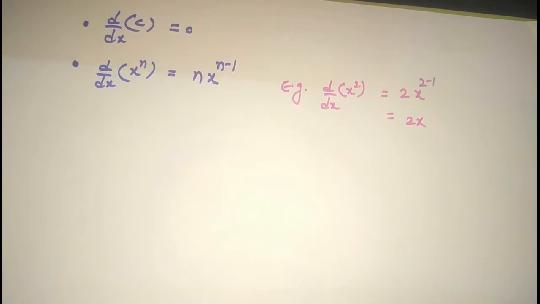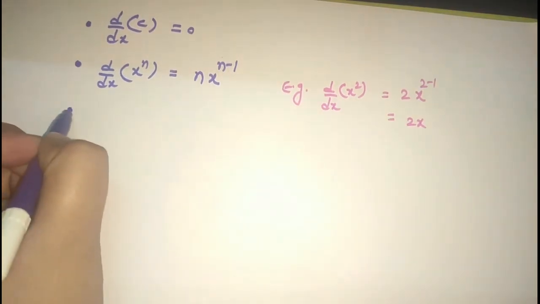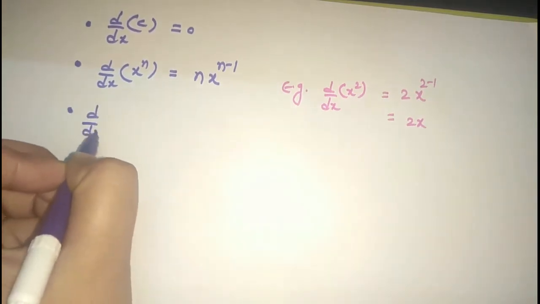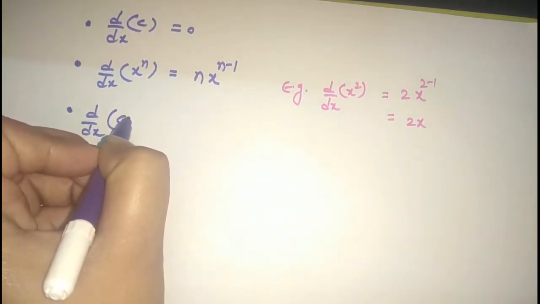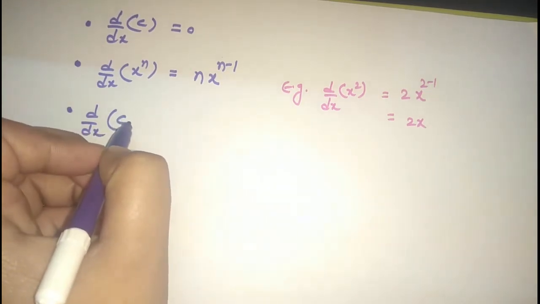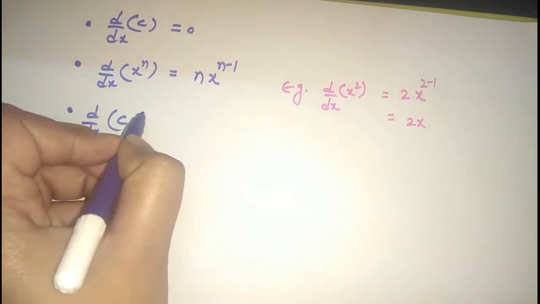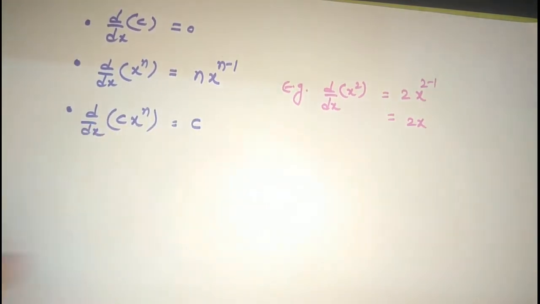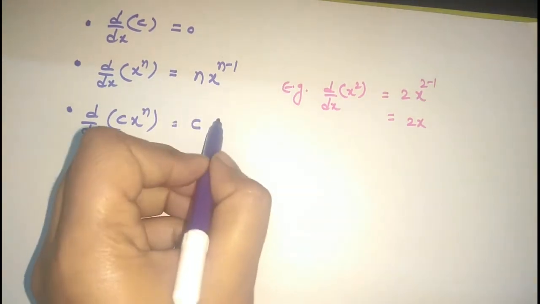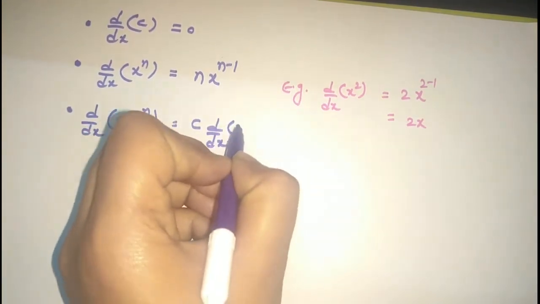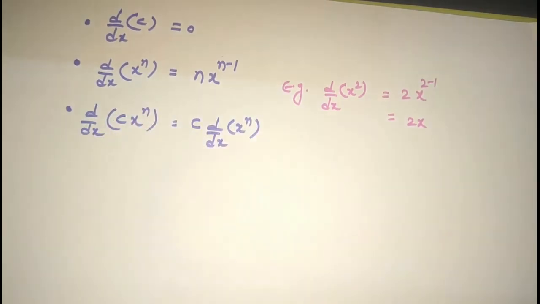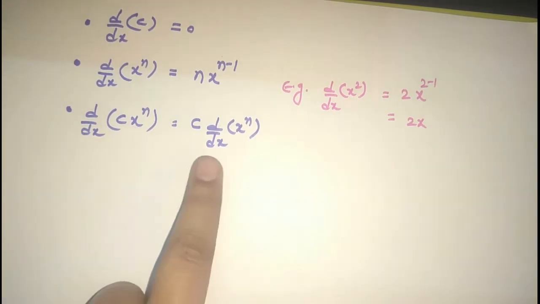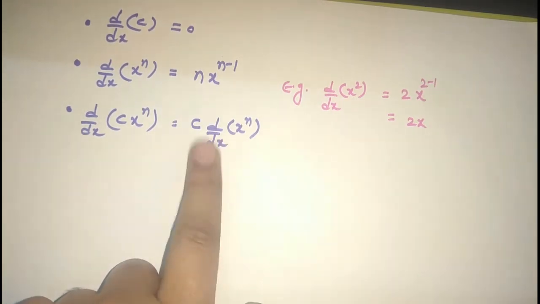Now the next point is, if we have the multiple of a constant term and a variable, like c into x raised to power n, then c remains as it is, and we will find the derivative of x raised to power n because c is a constant. So the constant term remains as it is, and we have to find the derivative of x raised to power n, or the variable. Clear?